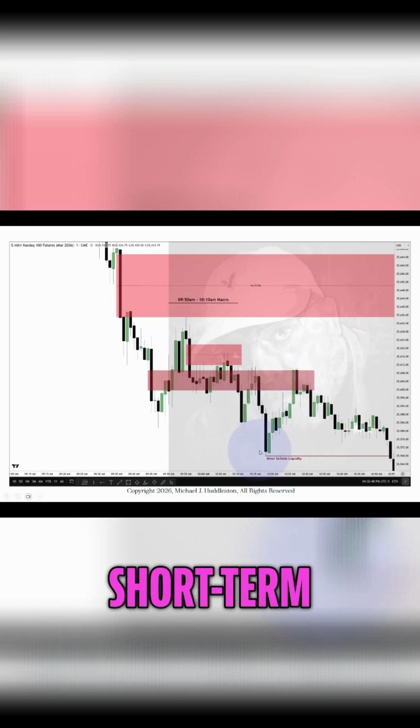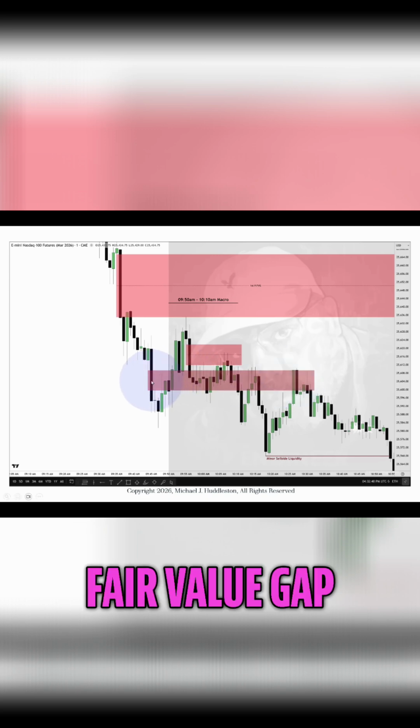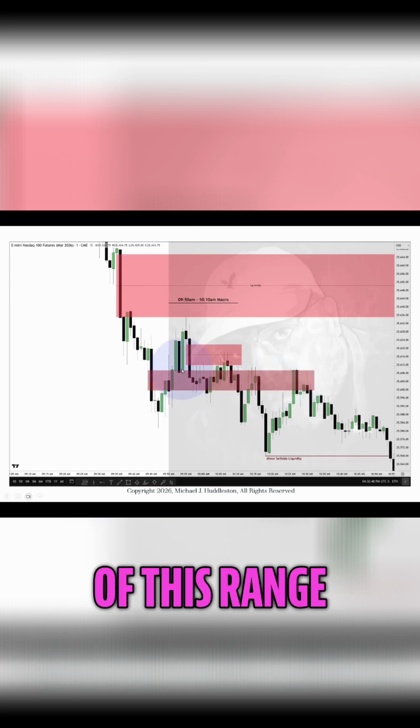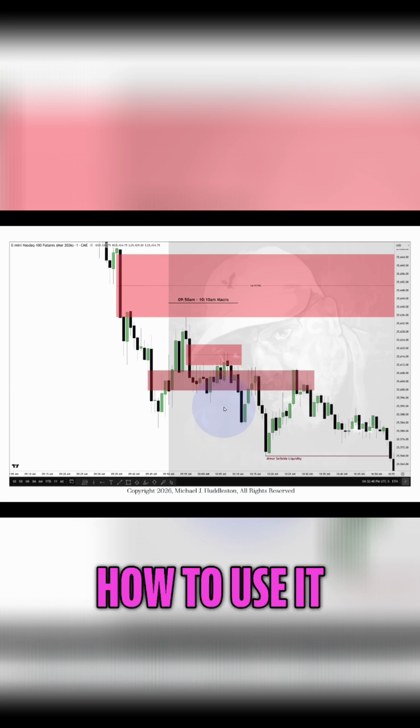And it's causing people that don't know what they're doing to think that it's made a short-term low and it's going to rally up. But it's only going to go up to where I say it's going to go with this fair value gap. That's the equilibrium inside of this range during time distortion. That's a lot. But the veteran students know exactly what that implies, but now you're learning how to use it.